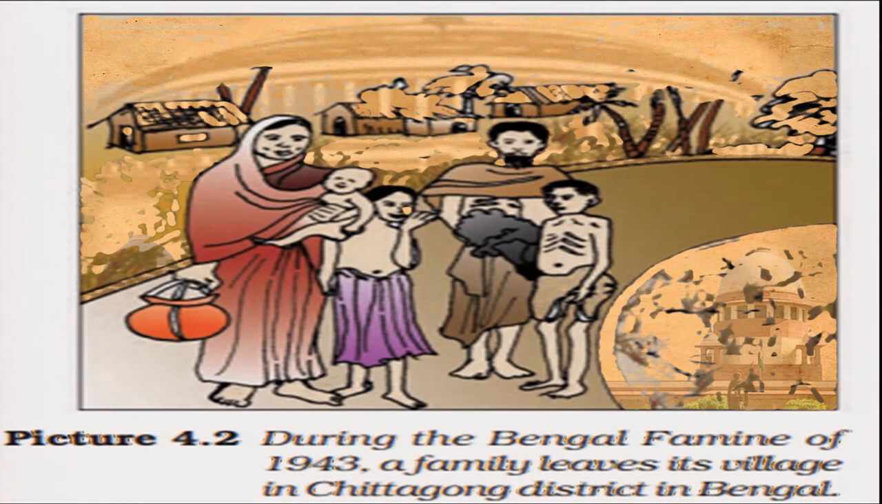You see one of the images, Bengal famine of 1943, a family leaves its village in Chittagong district of Bengal. The family is under compulsion to leave the village because they are unable to maintain their family members. Not only this, it is also a very disturbing note that even today we are discussing the Bengal famine, but today also such cases are happening.